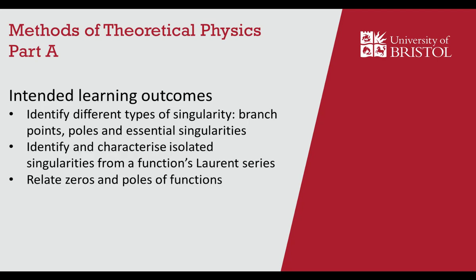These are the intended learning outcomes for this first video. After watching this video, you should be able to identify different types of singularities, namely branch points that we encountered back in topic 4, and also poles and essential singularities. These last two are characterized by the function's Laurent series in a neighborhood of the singular point. You should also be able to identify and characterize these isolated singularities from the function's Laurent series. In particular, we're going to see that the order of a pole is given by the most negative power in the Laurent expansion. Finally, we're going to look at how to relate zeros to poles of complex functions. And with that, let's begin.